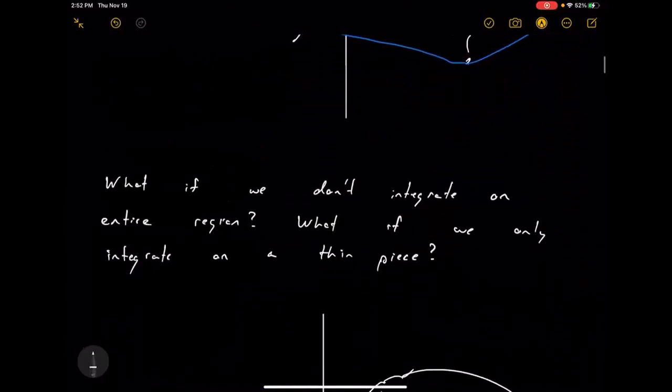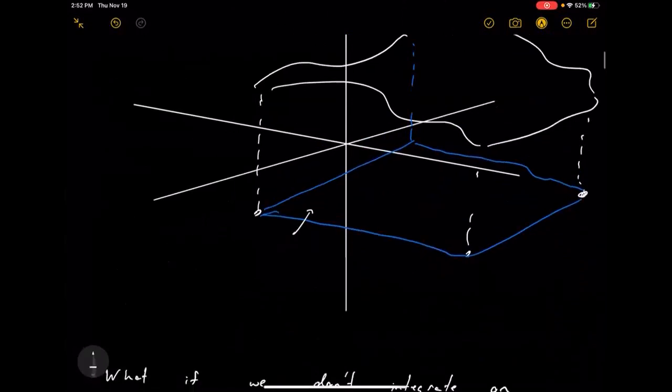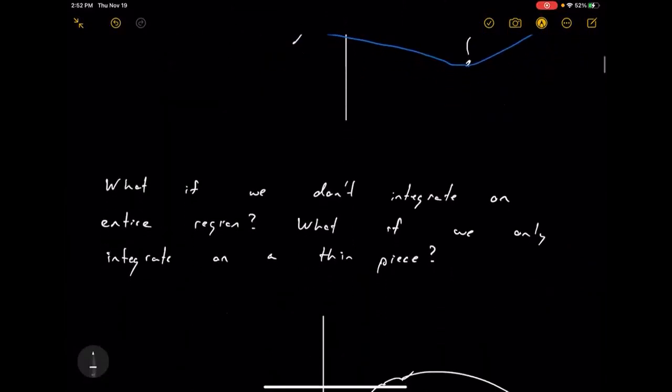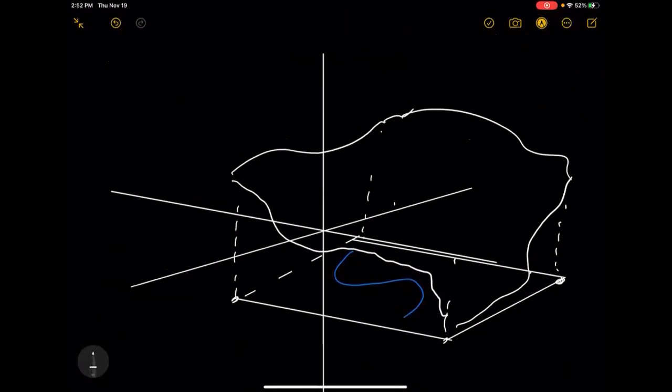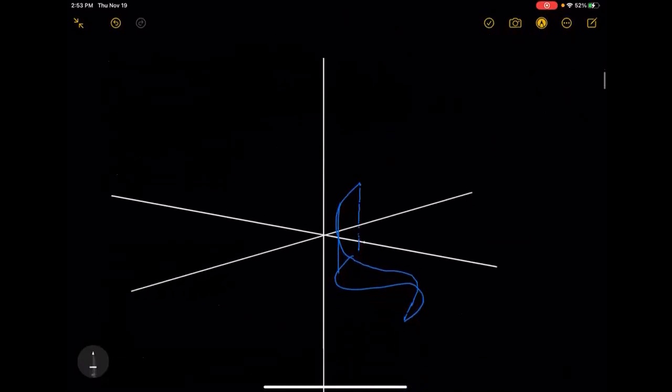But what if we restrict our domain? So instead of integrating on this blue square in R2, what if we only integrate on a strip? What if we still have our multivariable function giving us this surface, but instead of integrating on this domain, we just integrate on this strip here, this line or this curve, whatever you want to call it? What if we just integrate on this curve? Okay, what would that give us?